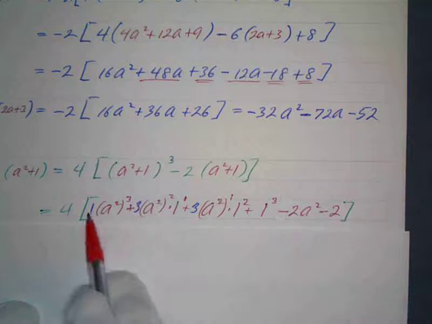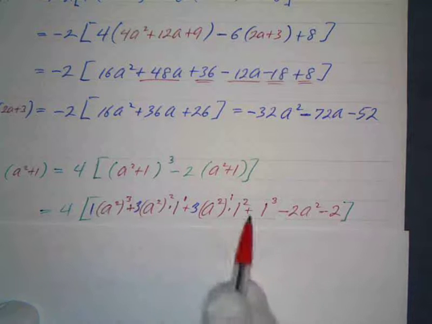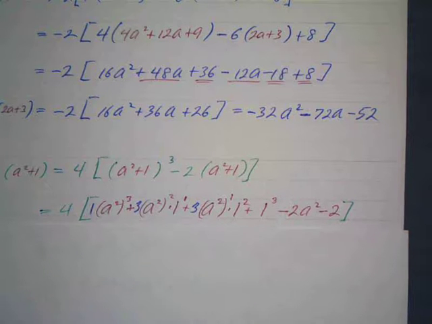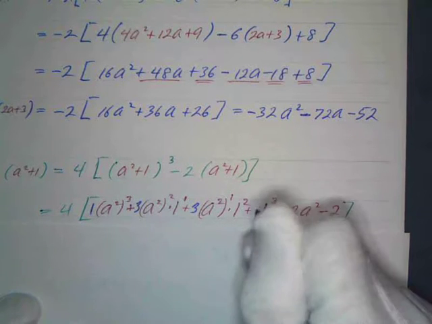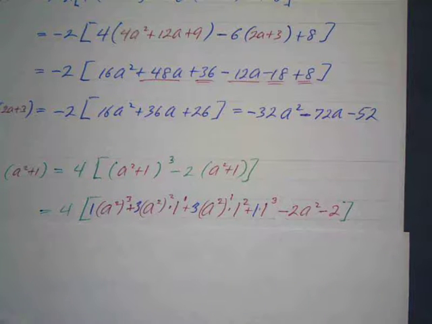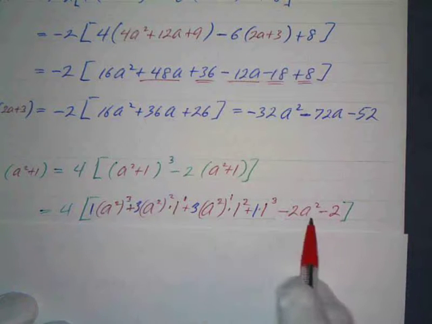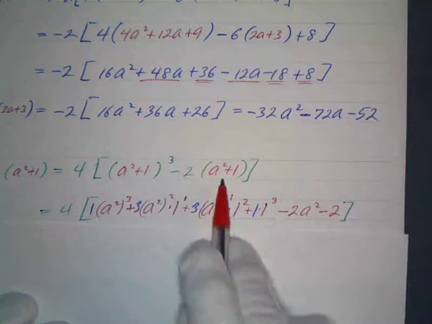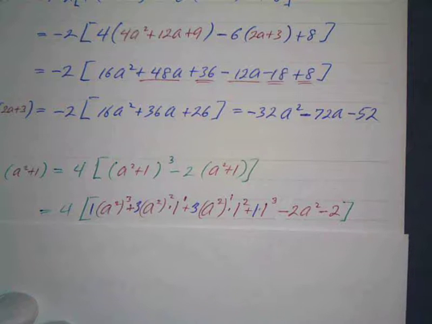Now where do I get these numbers in front? These are from my Pascal's triangle. And actually I should have a 1 over there. So those are the third row of Pascal's triangle: 1, 3, 3, 1. And then I still have over here, I can multiply this out, this part, negative 2a squared, and a negative 2 times a plus 1 is a negative 2. So that's what we got.